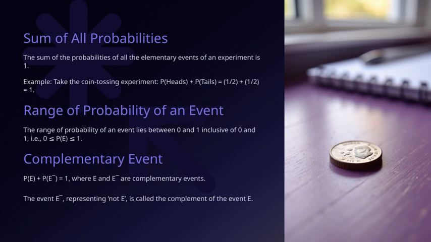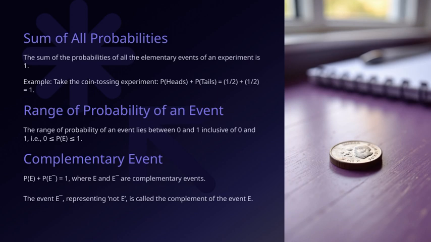Next, let's talk about the range of probabilities for any event. Probabilities are always between 0 and 1, inclusive. That means the probability of an event can be 0, indicating it's impossible, or 1, meaning it's certain to happen. All other probabilities fall somewhere in between.